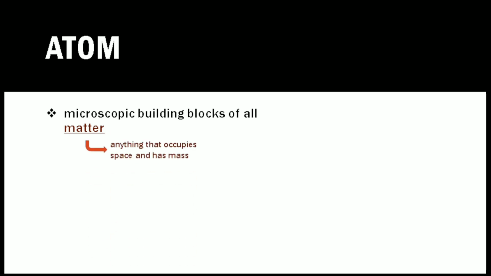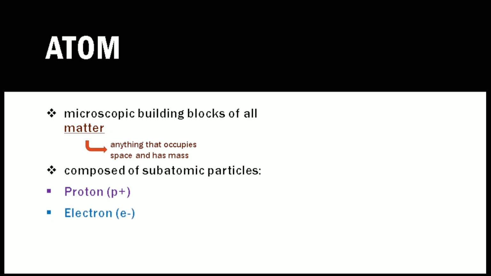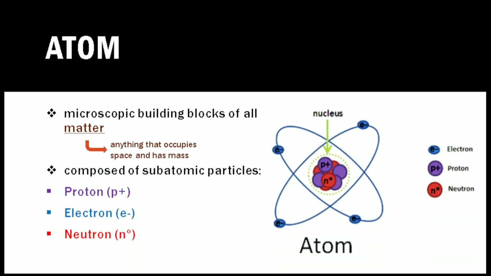Let's start with atom. When we say atom, these are the microscopic building blocks of all matter, and matter is anything that occupies a space and has mass. Aside from that, atoms are composed of subatomic particles which are the proton, electron, and neutron.